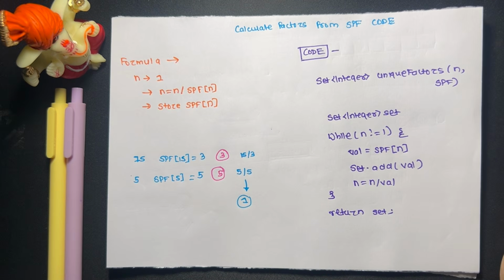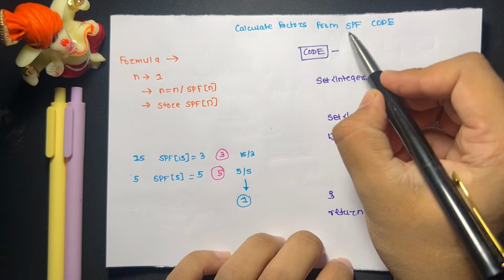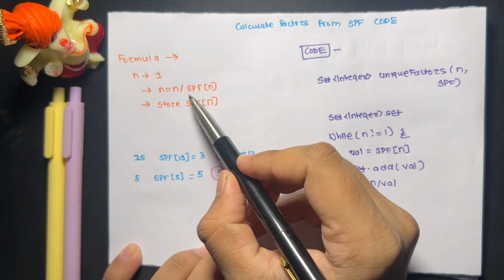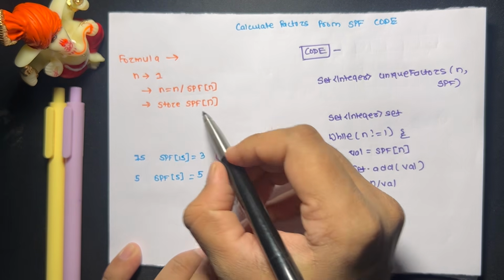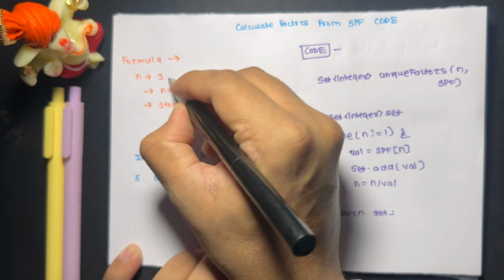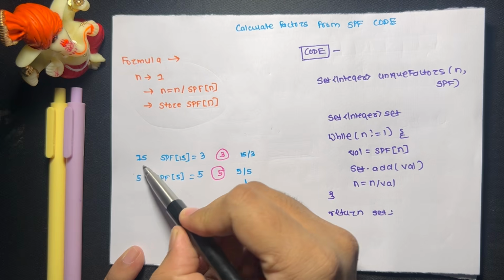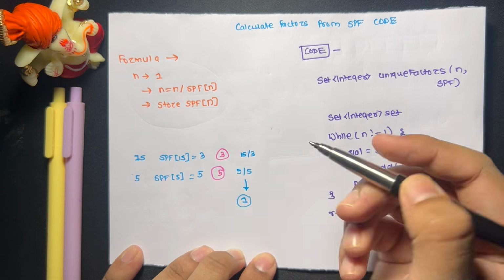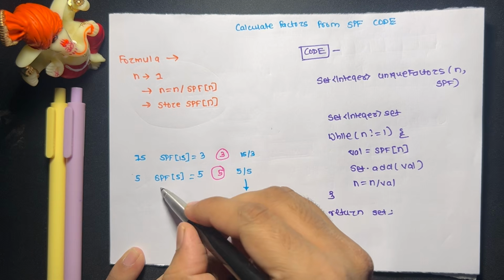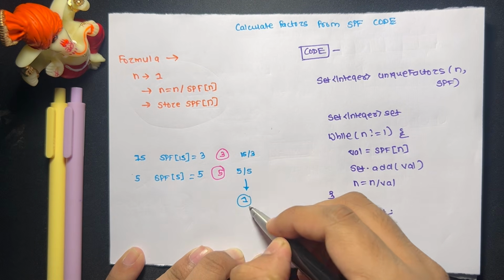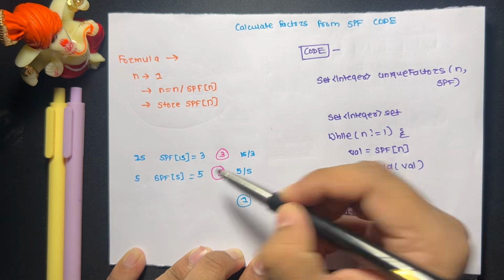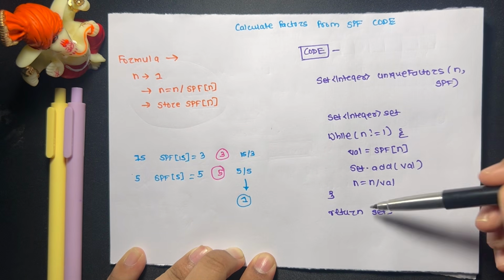Okay, let's see how we can calculate all the factors from this SPF array. So the formula is very simple. For the number n, we will just divide it by SPF of n. We'll store this SPF of n and this will continue till n becomes 1. Consider here 15. The SPF of 15 is 3, so we'll store 3, and 15 by 3 is 5. SPF of 5 is 5. 5 by 5 is 1 and we'll store 5. So factors for 15 are 3 and 5. I have written the code here. You can go through this.